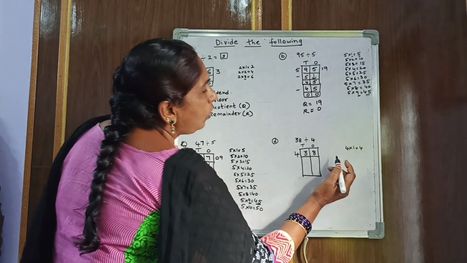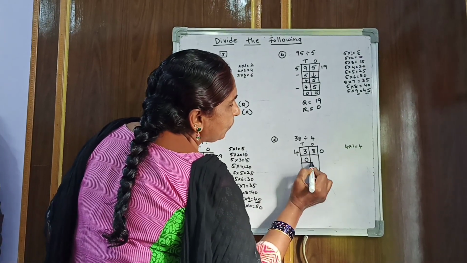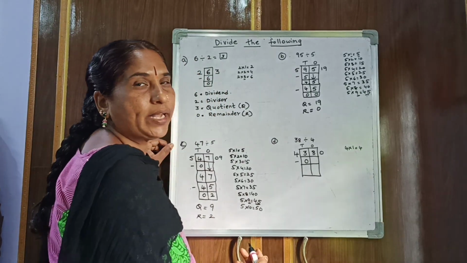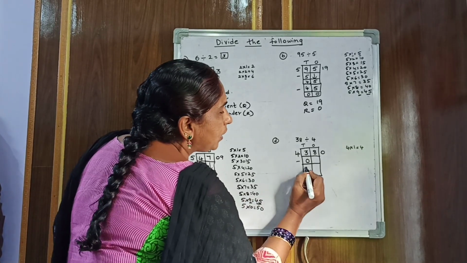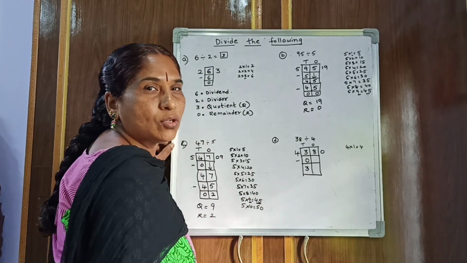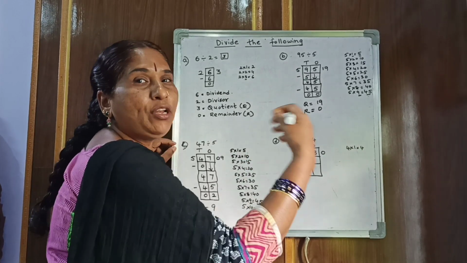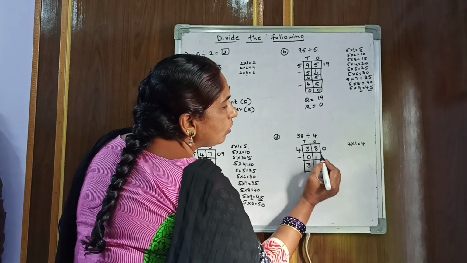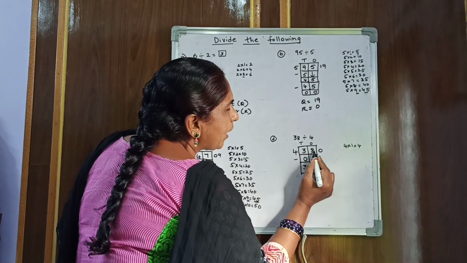See here, 4 zeros are 0. Then subtract. Keep the minus symbol. So 3 minus 0 is equal to 3. So tens row completed. First row or tens row completed. Then you have to go to the second row, ones place. Then you have to bring down the ones number. So just draw one line and keep the arrow mark and bring down.